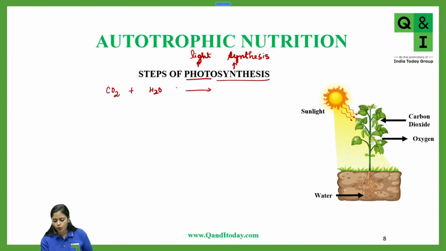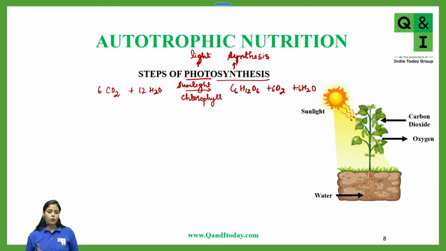CO2, H2O, sunlight, chlorophyll, gives C6H12O6, oxygen plus water. Balancing the equation like this. Now, for production of this right hand side, glucose, oxygen and water, what are all the raw materials which photosynthesis needs?